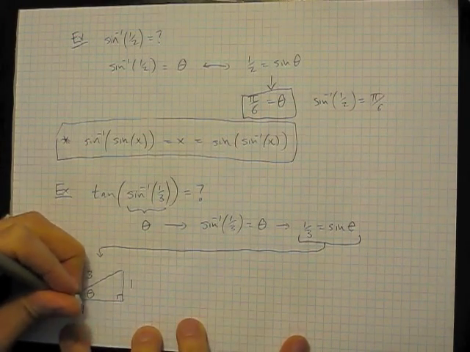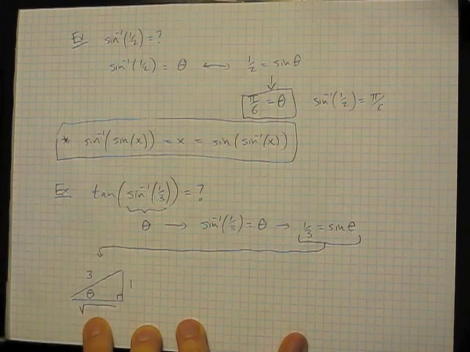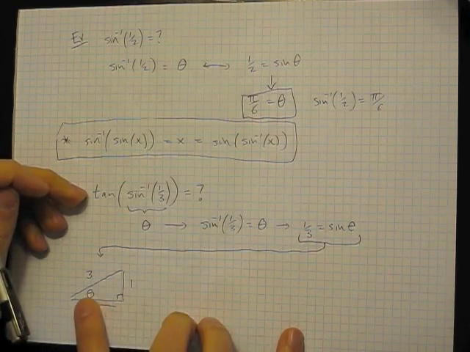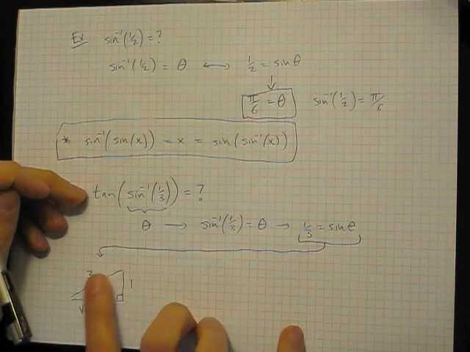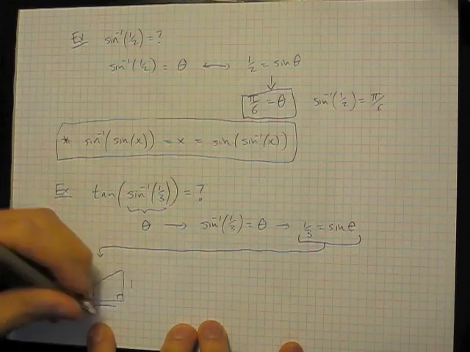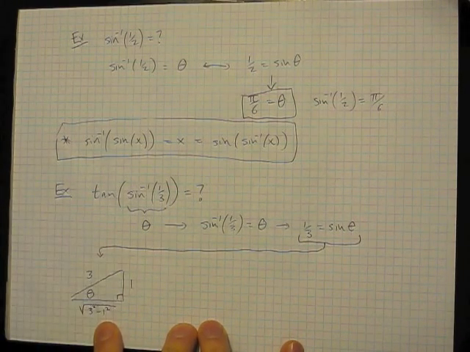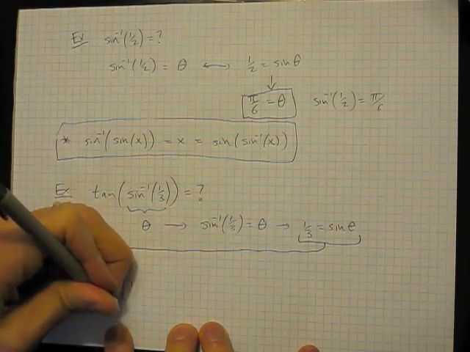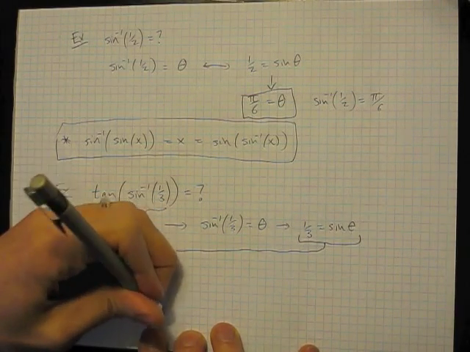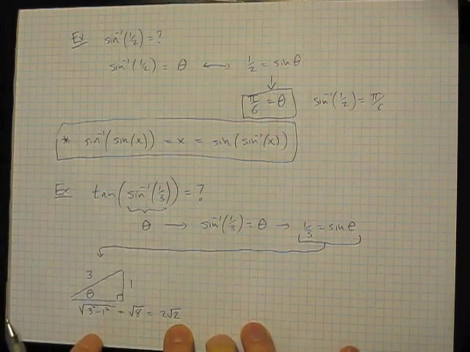Now, how do you get this side right here? Well, you use the Pythagorean theorem. If you have a right angled triangle, then this length squared plus this length squared equals that length squared. So we can take the square root of 3 squared minus 1 squared, and that's the length of this side using the Pythagorean theorem. So that is root 8, or if you're fancy, it's 2 times root 2.